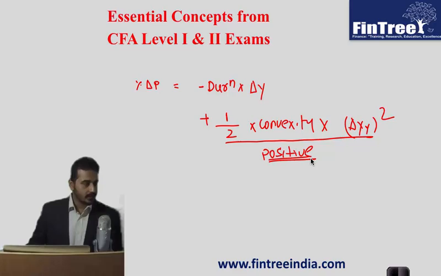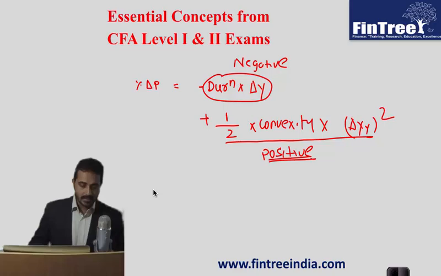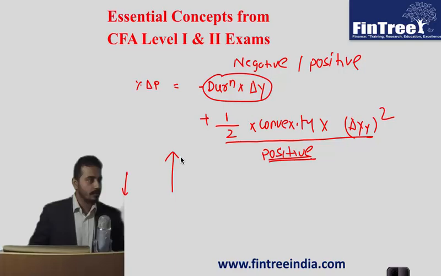So when the first term is negative, and the first term will become negative if delta Y is positive, then it will reduce that negative impact. And when the first term is positive, then it will increase that positive impact. And therefore, we use the sentence, we said convexity is the friend of the bondholder, it will always help the bondholder. When the price increases, it will increase more. When the price decreases, it will decrease less.